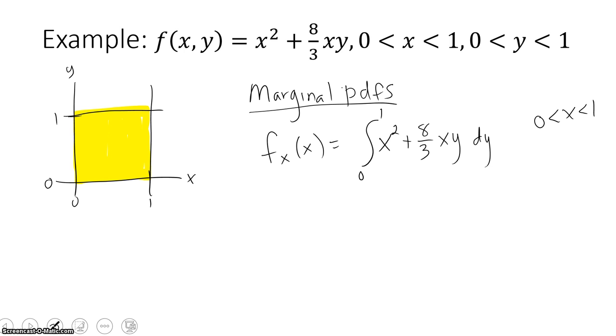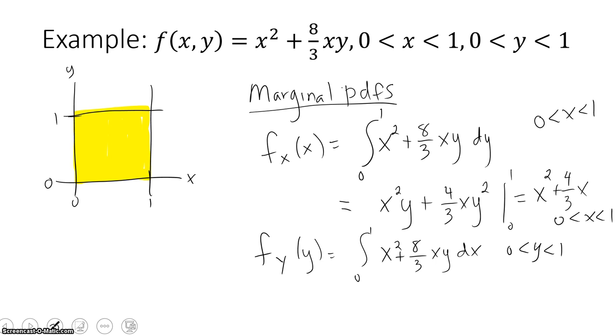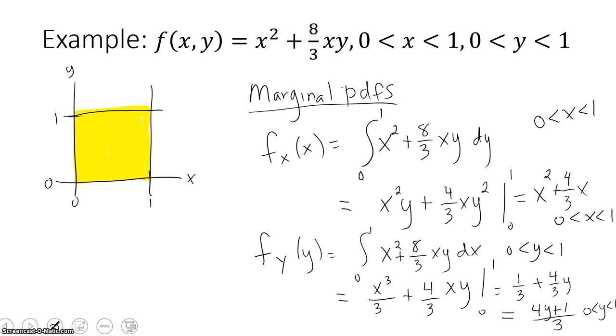For our marginal PDF with respect to x, our marginal distribution of x, we find it by integrating over all the possible values of y, so that's from 0 to 1, our PDF, x squared plus 8/3 xy. If we do this with respect to y, it gives us a marginal PDF of x equal to x squared plus 4/3 x, defined for values of x between 0 and 1. If we want to find the marginal distribution of y, we integrate over all the possible values of x. So x can go from 0 to 1, so those are our limits. We take our joint PDF, x squared plus 8/3 xy, and this gives us a marginal distribution of y equal to (4y plus 1) over 3, defined for values of y between 0 and 1. Those are our marginal PDFs.